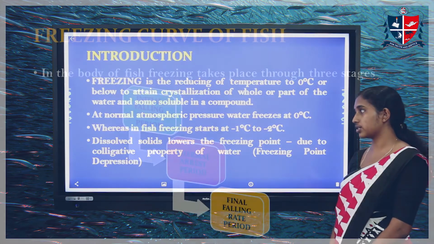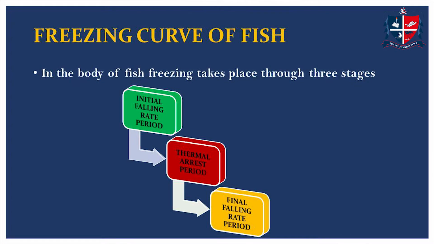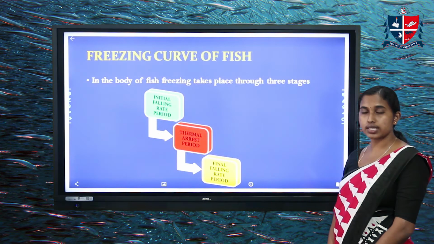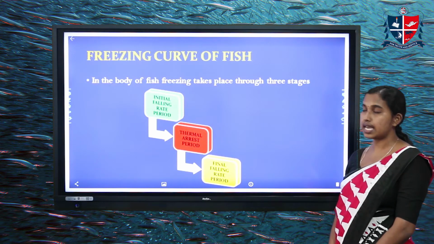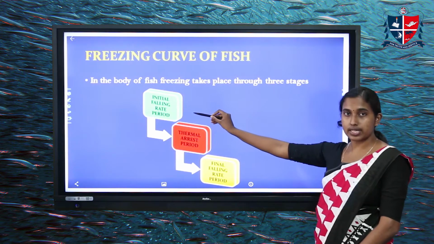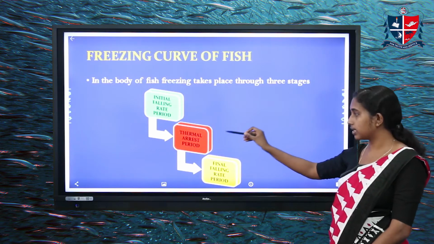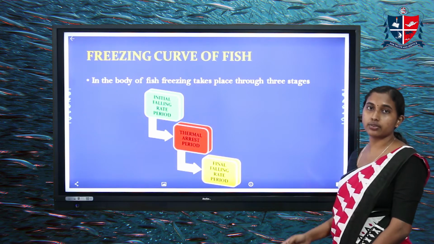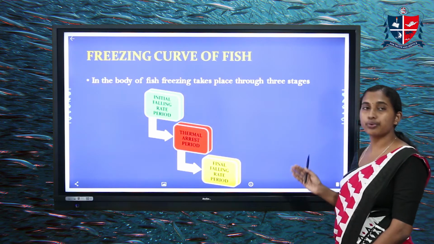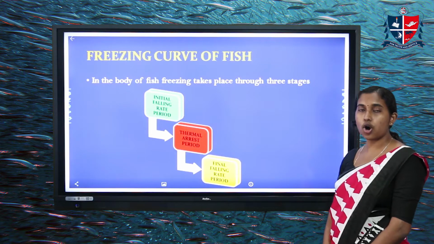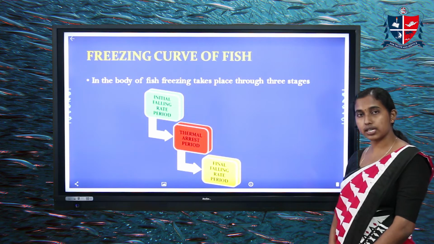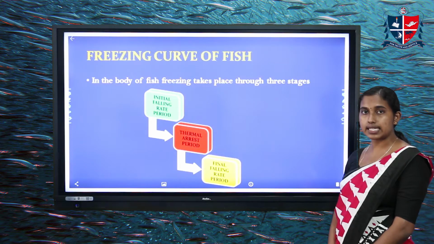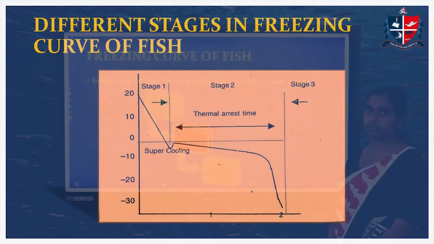Inside the body of fish, the freezing of water follows a particular pattern. To be more specific, this takes place through 3 different stages, namely initial falling rate period, thermal arrest period, and the third one, final falling rate period. The entire process expressed in the form of a graph or a graphical representation of the different stages of freezing in fish is termed as freezing curve of fish.